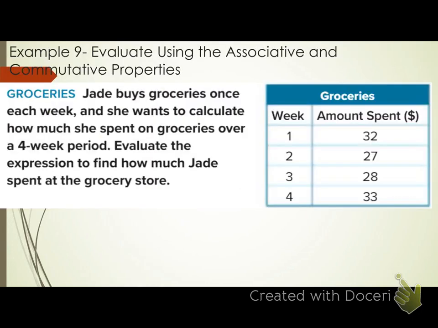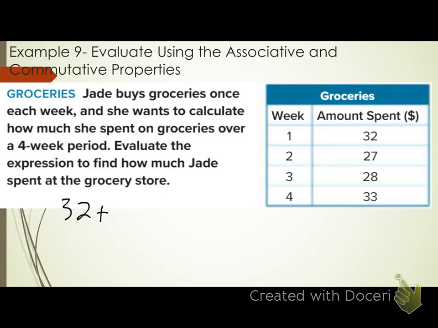All right. This is very similar to our gasoline example. Jade buys groceries once each week, and she wants to calculate how much she spent on groceries over a 4-week period. Evaluate the expression to find out how much Jade spent at the grocery store. So, if I want to find her grand total over the 4 weeks, what do I do with all these totals I have over to the right? Add them up.